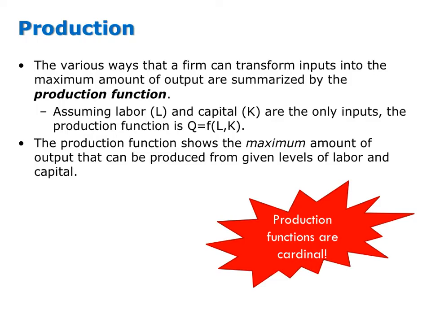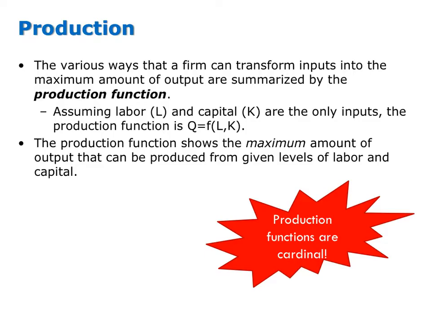For simplicity, we'll assume that output, or Q, is a function of only two inputs. By default, these inputs will be labor, L, and capital, K. Here, capital represents physical capital, not financial capital. Money is not an input. Money buys inputs that then produce output, but money itself doesn't create anything. Therefore, capital represents physical capital, such as machinery, tools, and computers.